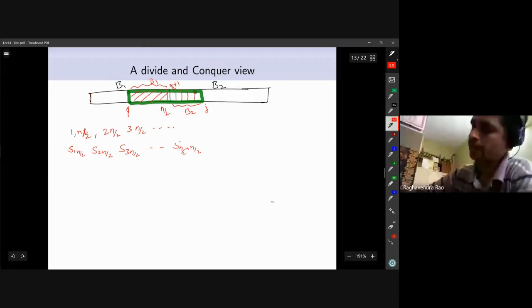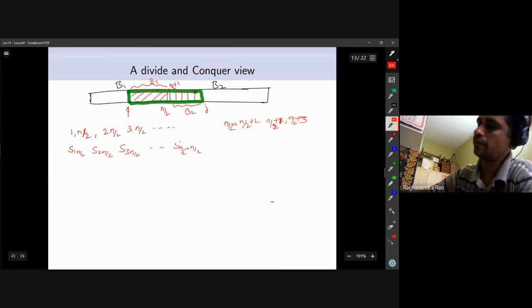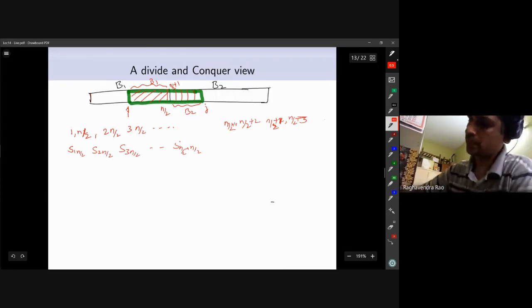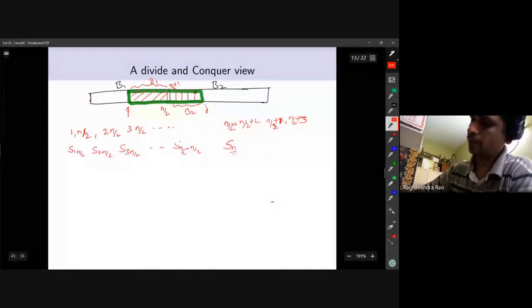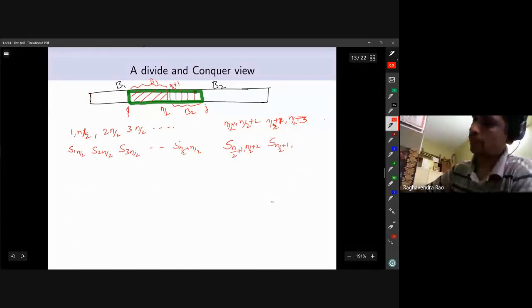And in the right hand side, it is n by 2 plus 1 comma n by 2 plus 2, n by 2 plus 2 comma n by 2 plus 1 comma n by 2 plus 3, and so on. So what are the corresponding sums indicated? S n by 2 plus 1 comma n by 2 plus 2, S n by 2 plus 1 comma n by 2 plus 3 and so on. Okay, S n by 2 plus 1 comma n.